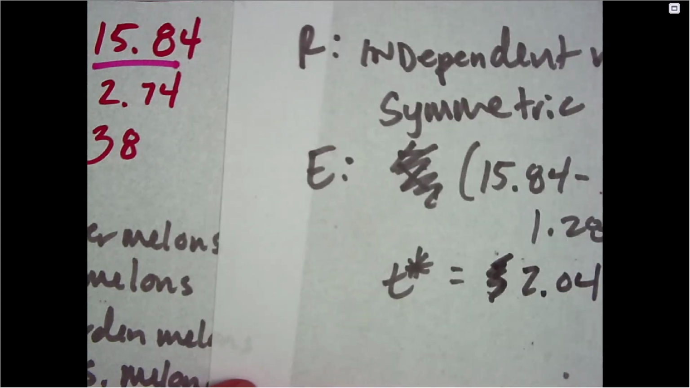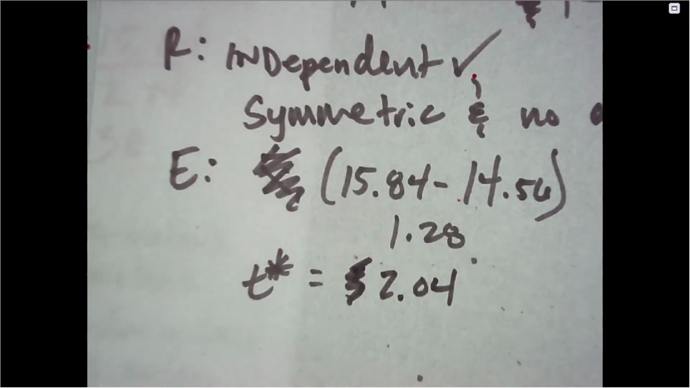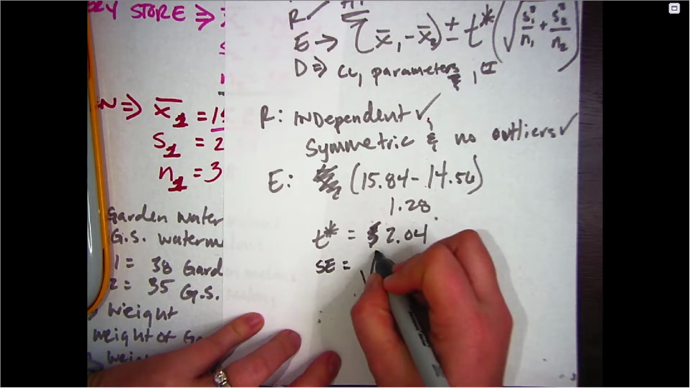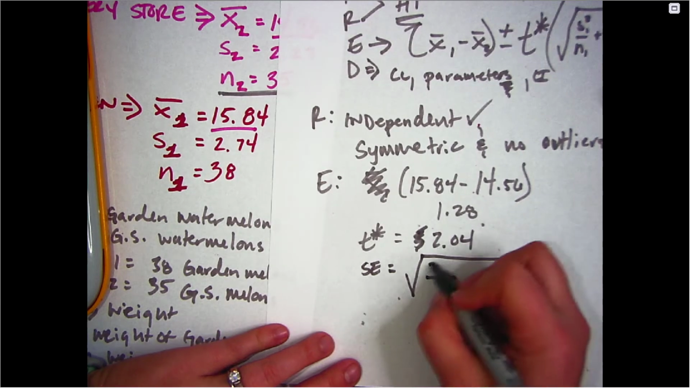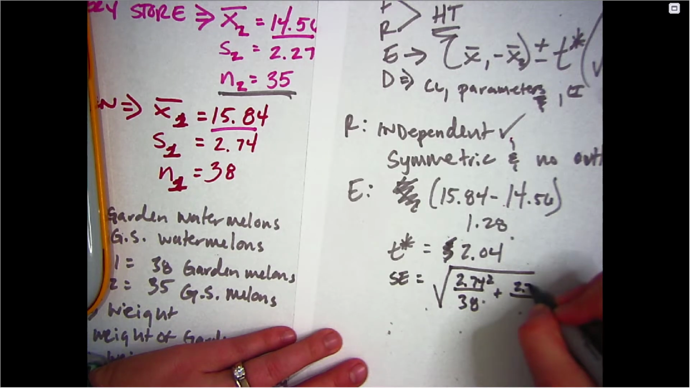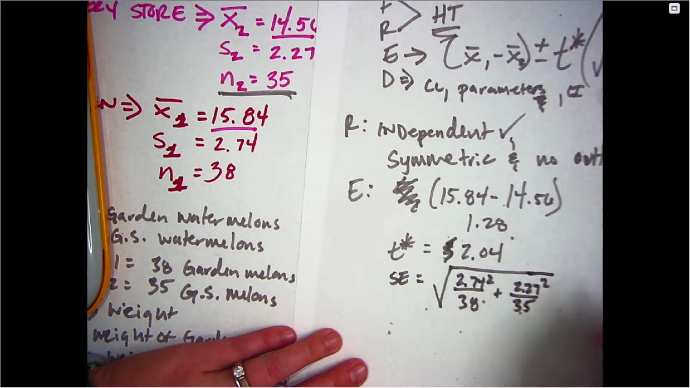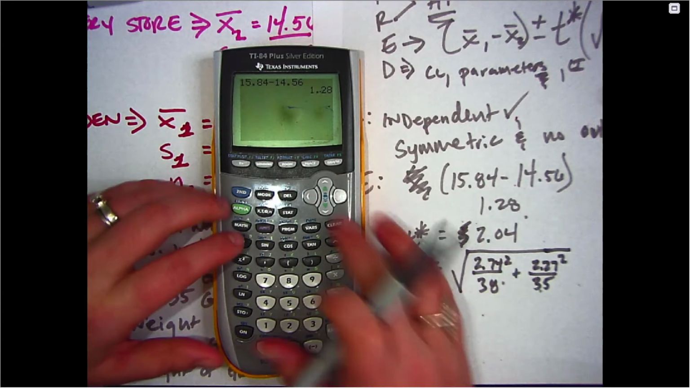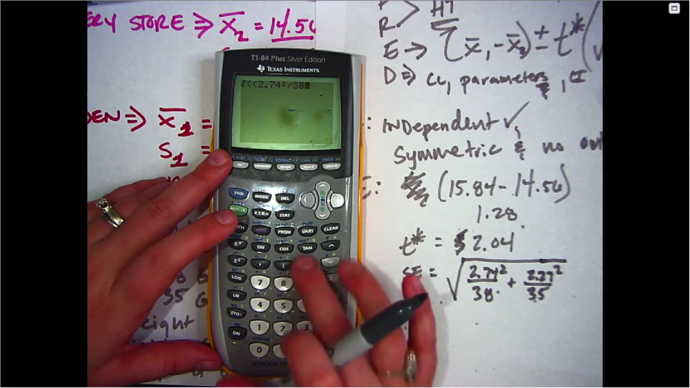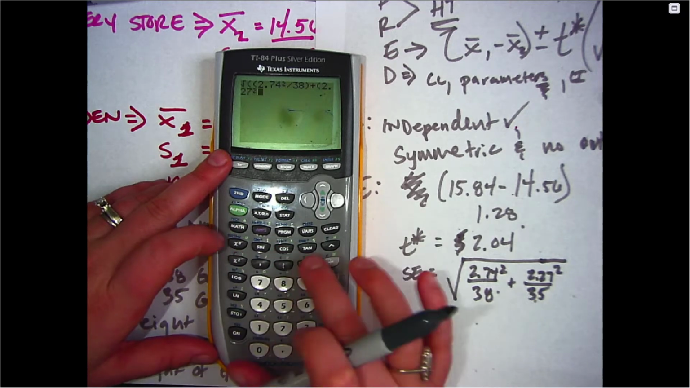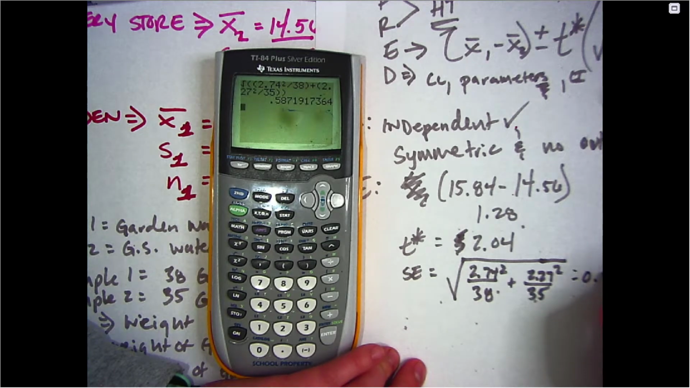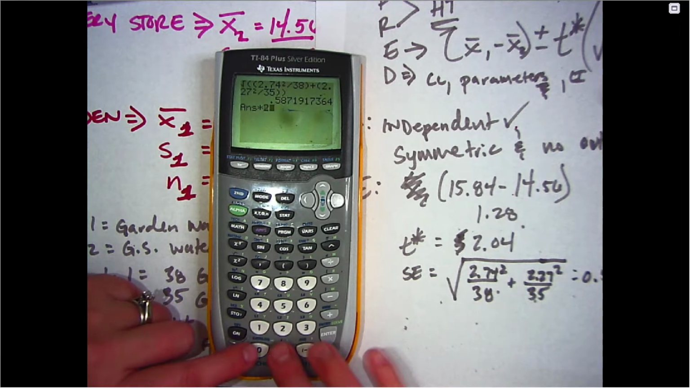So that is my t star, and then we are going to do the standard error, and then we'll multiply those together to get our margin of error. So here we have 2.74 squared over 38 plus 2.27 squared over 35. So I'm going to plug that all into my calculator. So I have the square root and then 2.74 squared divided by 38 plus 2.27 squared divided by 35. And here's my standard error. So about 0.59. And I'm just going to leave it in my calculator.